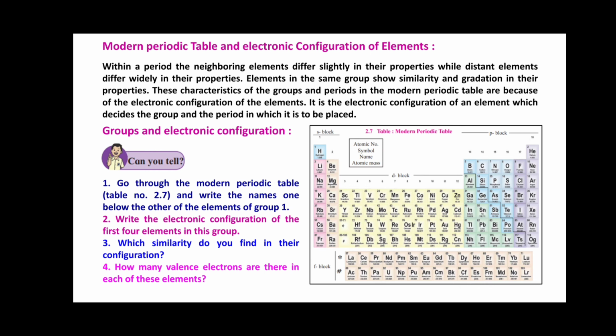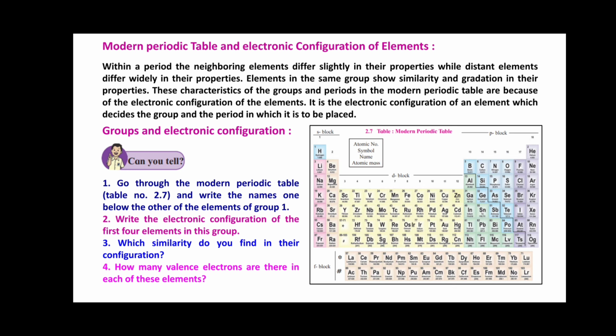Similarly, if you look at the elements from other groups, you will find the number of their valence electrons to be the same. For example, the elements beryllium, magnesium and calcium belonging to group 2, that is the family of alkaline earth metals, have 2 electrons in their outermost shell. Similarly, there are 7 electrons in the outermost shell of elements like fluorine, chlorine, bromine, iodine and so on. These are in group 17, the family of the halogens.